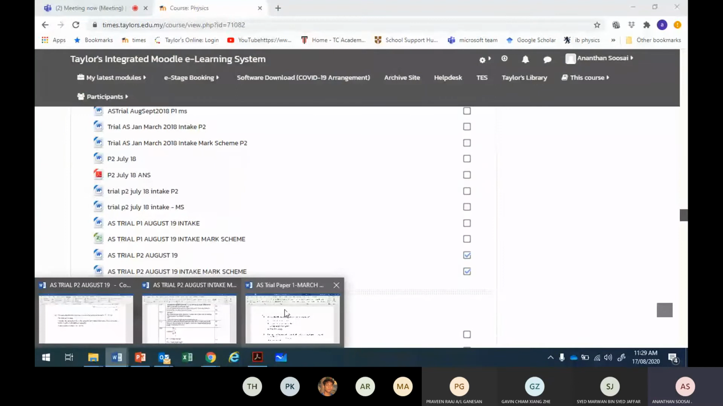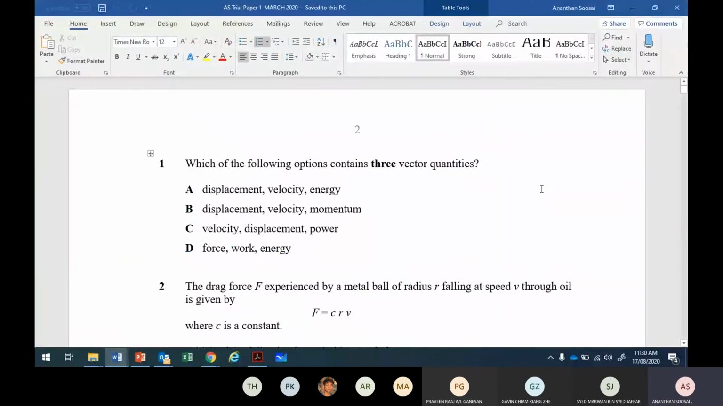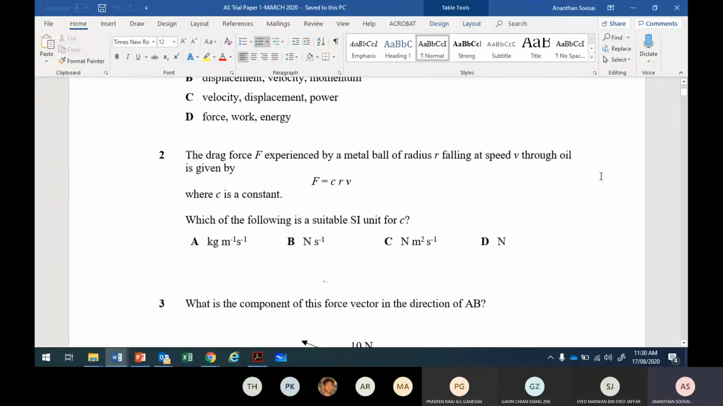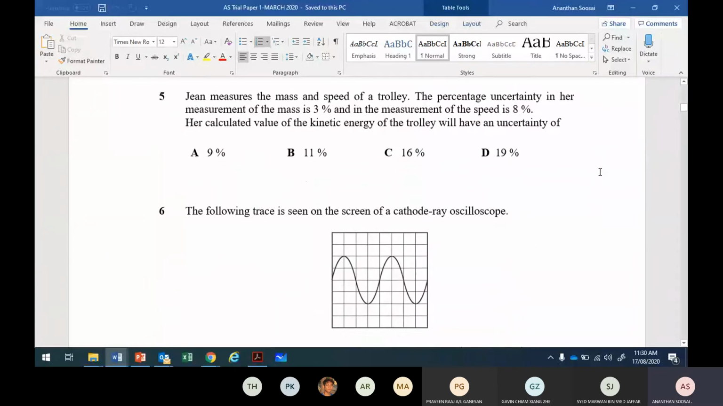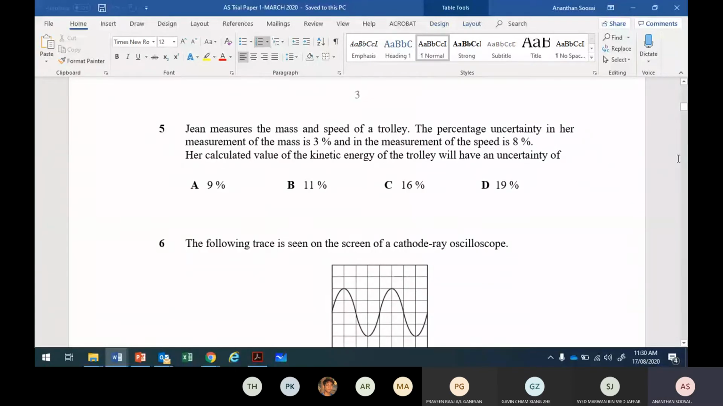Okay, paper 1. Guys, can you see the question paper? Yes. So this is paper 1. Any questions? Hope someone tried. Number 5. Okay, we go to number 5. The others who haven't tried, give it a try.